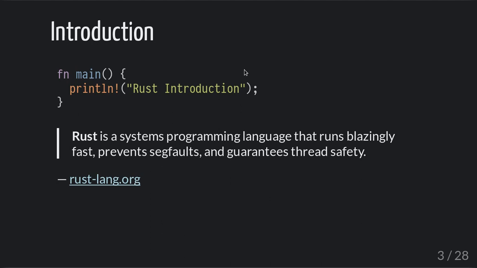So what is Rust? On the website, they claim that it is a systems programming language that runs blazingly fast, prevents segfaults, and guarantees thread safety. So in the next few sections, I'm going to go through and unpack what each of those means. And so before that, a bit of history.